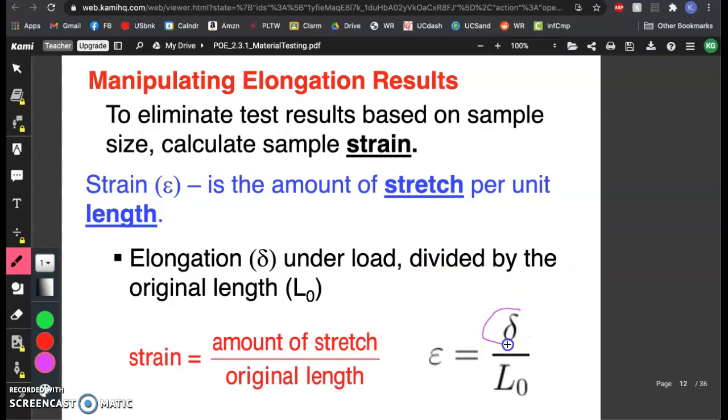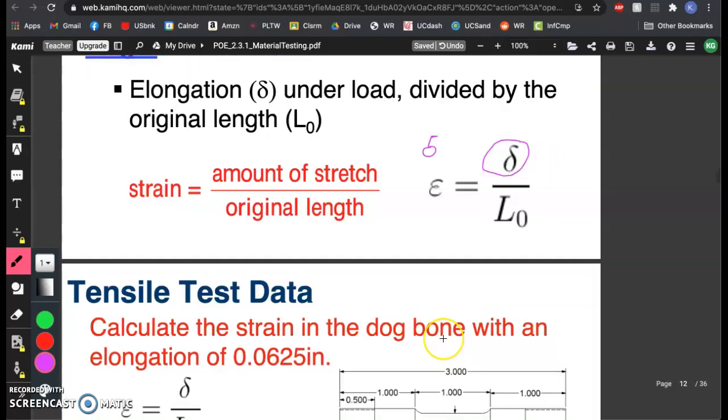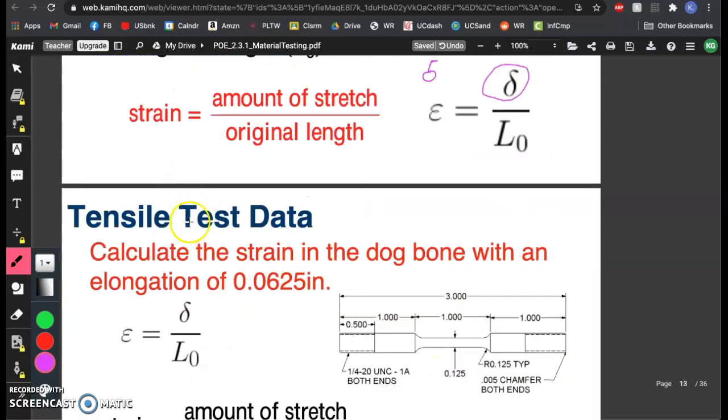You take the amount of stretch, which is a lowercase delta. It looks like that, kind of like a musical note almost. Lowercase delta divided by your original length. That's why you see an L with a little 0 below. This is your original length, the 0 for time 0. So that's your strain formula.